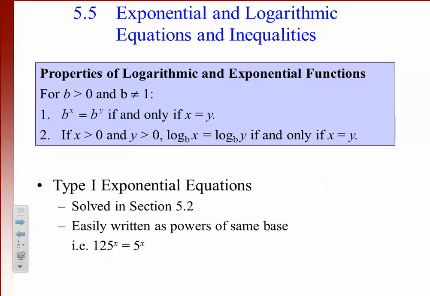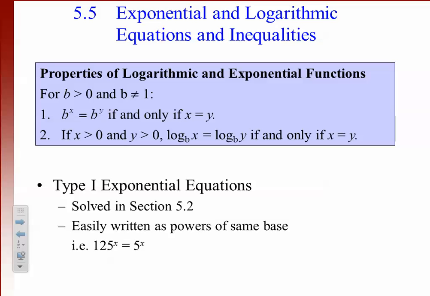then they can only be equal if those exponents are equal, right? If x equals y. And the same thing on property number two, if we have logs with the same base, then the arguments have to be equal if those logs are going to be equal. Okay, so in section 5.2, we solved what they call type 1 equations where they can be easily written as powers of the same base, right?